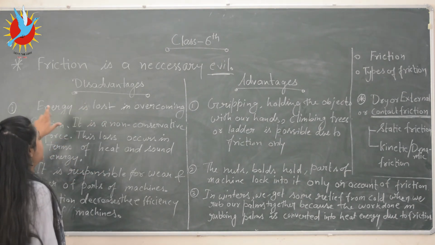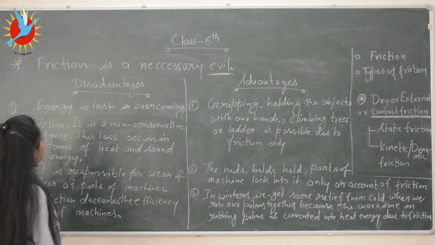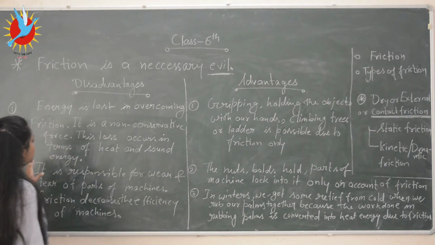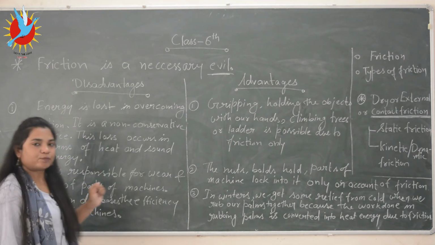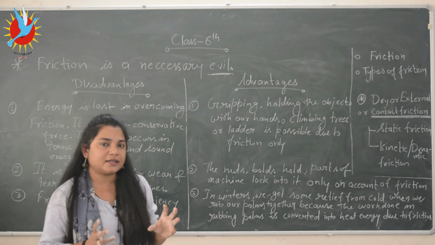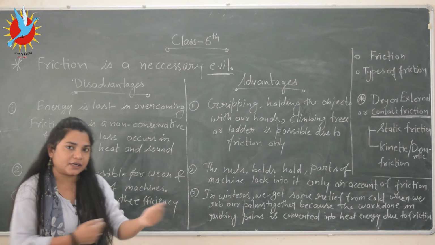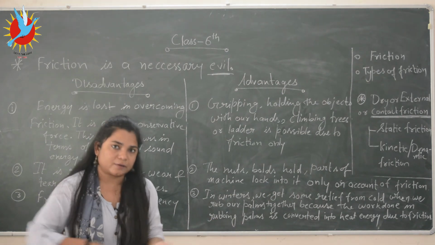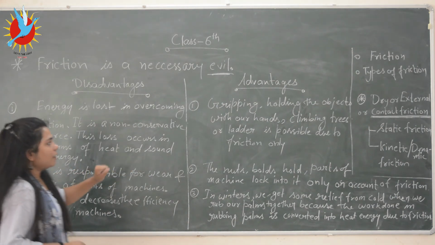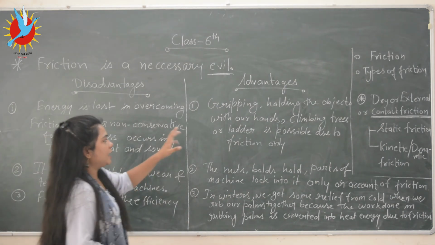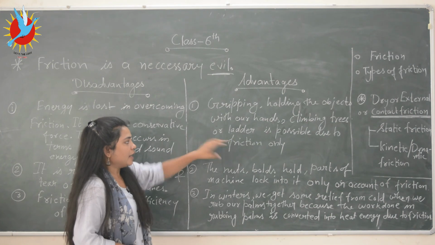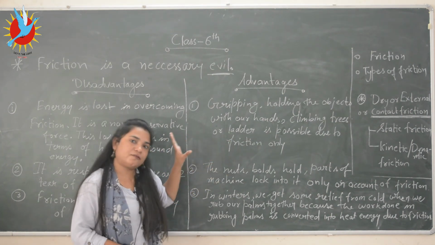First disadvantage is that energy is lost in overcoming friction. It is a non-conservative force, that is why the energy is lost. This loss occurs in terms of heat or sound energy. When you're dragging something, students, it is really noisy. Why is it so? Because the friction has converted the energy that we have given to drag into sound energy. But what is the advantage of this? It helps us in gripping, holding the object with our hands, climbing trees or ladders. Everything is possible only because of friction.